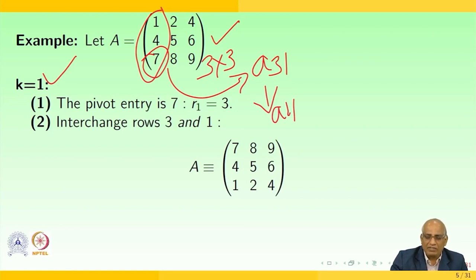So the updated matrix will become 7, 8, 9, 4, 5, 6, and 1, 2, 4. The first step in Gaussian elimination with partial pivoting is to bring the element largest in magnitude to the pivot position. Obviously 7 is bigger than 4 and 1, so bring 7 into the A11 position. To do that, we need to interchange R3 and R1 and vice versa.